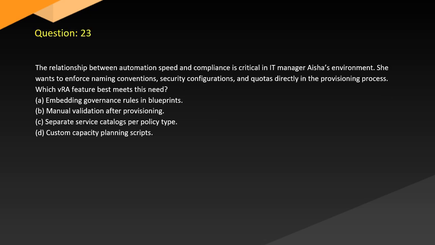Question 23. The relationship between automation speed and compliance is critical in Manager Aisha's environment. She wants to enforce naming conventions, secure configurations, and quotas directly in the provisioning process. Which RA feature best meets this need? A. Embedding governance rules in blueprints. B. Manual validation after provisioning. C. Separate service catalogs per policy type. D. Custom capacity planning scripts.